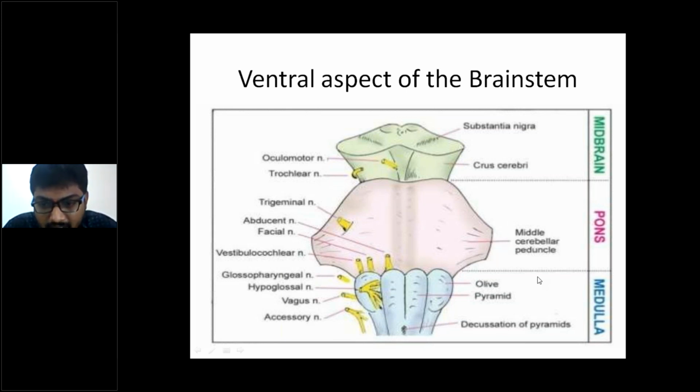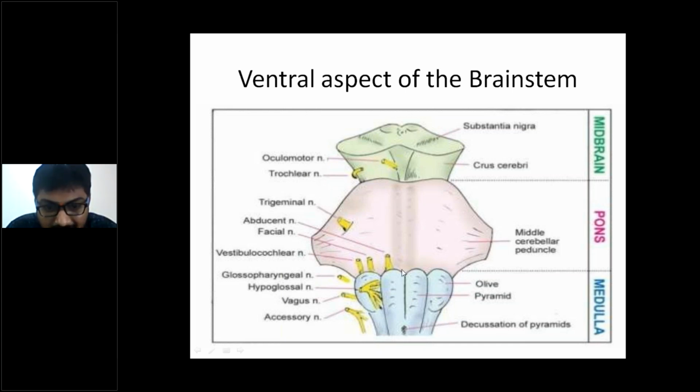Middle cerebellar peduncle connects pons with which structure? Previous class we discussed middle cerebellar peduncle. Cerebellum, right? So what are the cranial nerve contents? Cranial nerve content in the midbrain is third and fourth nerve, right? Third and fourth nerve are midbrain. Fifth nerve is pons. Fifth nerve is pons.